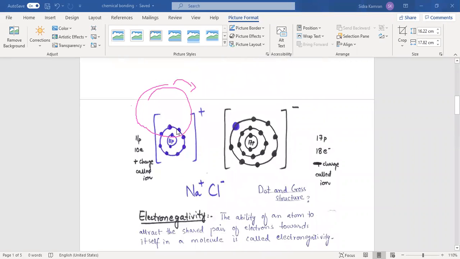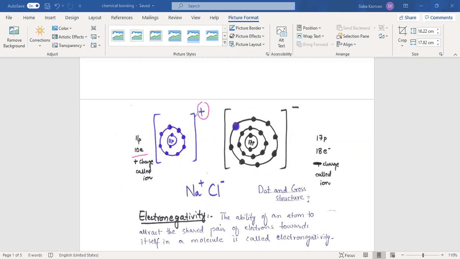When sodium loses this electron, it becomes a positive ion. While I am drawing the electronic structure, I make the bracket and after that I write the charge sign. If I ask you to write the electronic structure of ionic bonding, you have to draw it like this, showing the ions at the top. Sodium has 11 protons and 11 electrons, but when sodium loses its one electron, it now has 10 electrons.